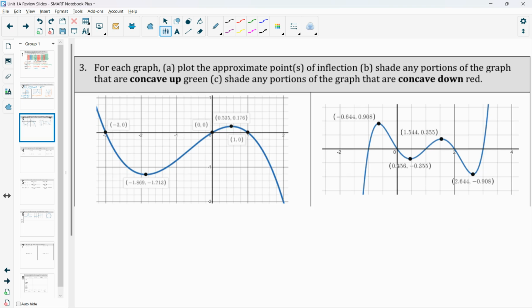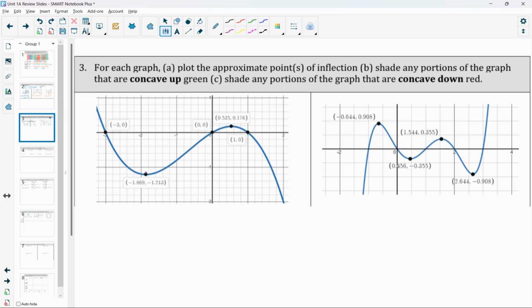Number 3, for each graph, plot the approximate points of inflection, shade any portions of the graph that are concave up, green, and any portions of the graph that are concave down, red. So inflection points, remember, are right in between the min and the max. They're going to be right in between the mins and the maxes, and that's where it flips from being concave up to concave down.